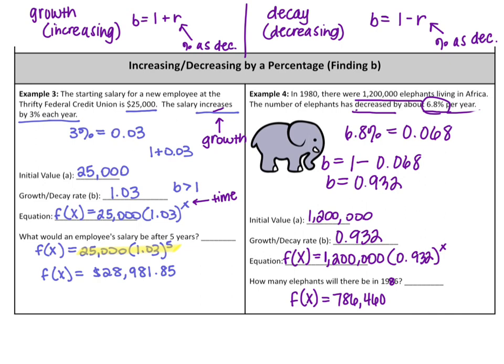Go ahead and make note at the top up there so that you understand how to find the B value if it is not directly given to you in the equation. If it gives it to you as a percent, you're going to have to either add 1 or subtract from 1 to find that B value.